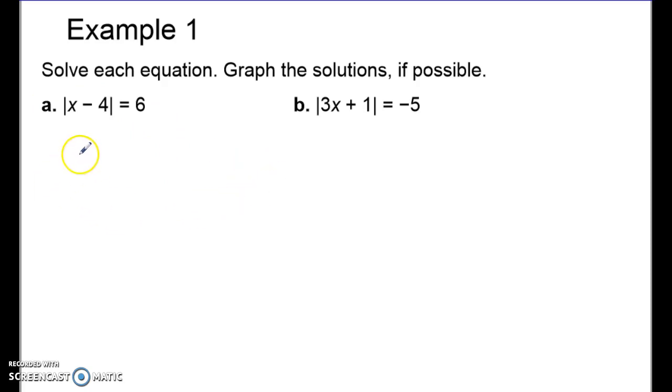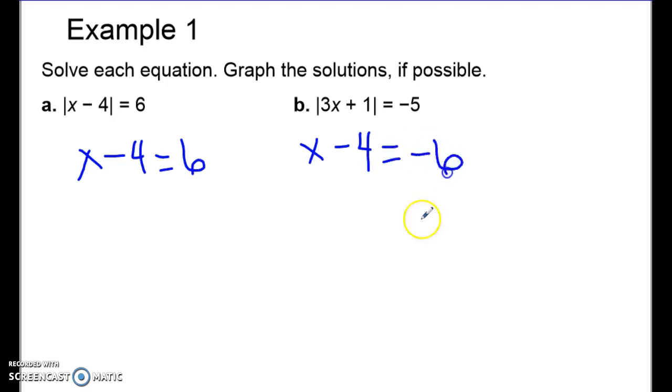We're going to solve these equations. So I have the absolute value of x minus 4 equals 6. I remember from that last slide, I have to rewrite x minus 4 equals 6. So I rewrite everything just as it's written, and my second equation is going to be x minus 4, I leave everything that's inside the same, equals, and then I switch the sign on the other side. So now that I have my two equations, I can go ahead and solve.